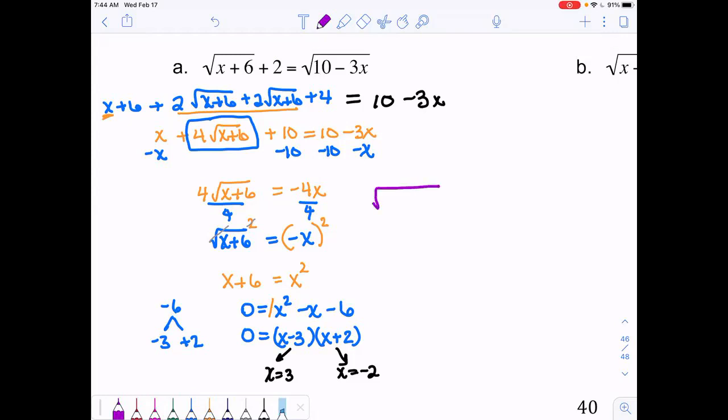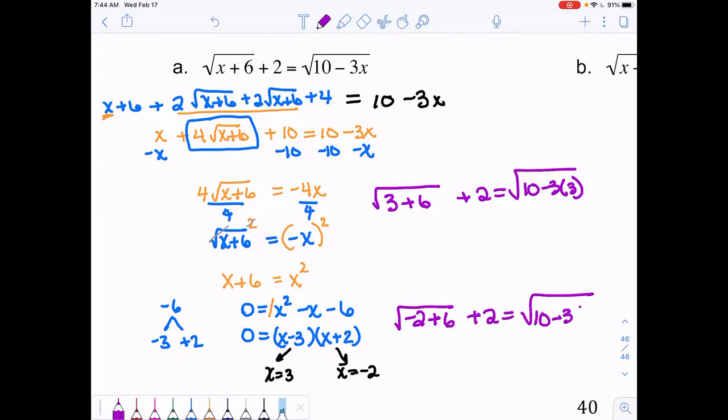So back into the original problem, 3 plus 6 plus 2. 10 minus 3 times 3. That's plugging in the 3. And then negative 2 plus 6 plus 2. 10 minus 3 times negative 2. So you need to plug in each case.